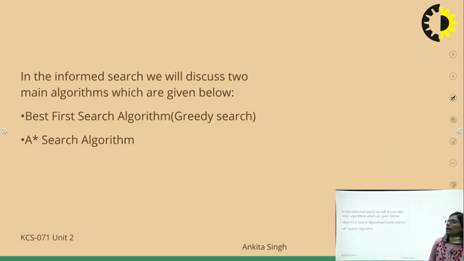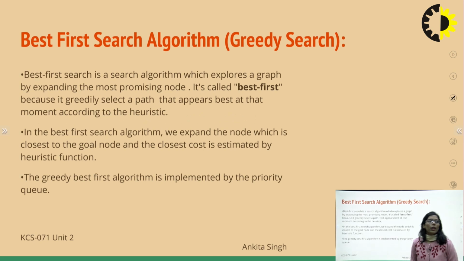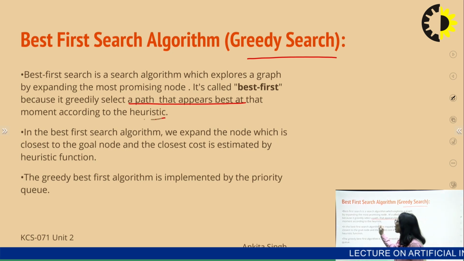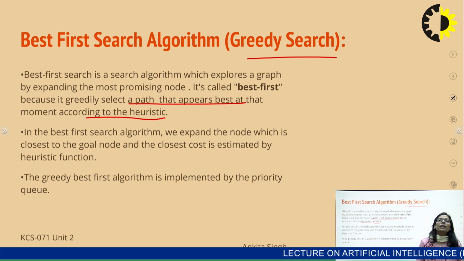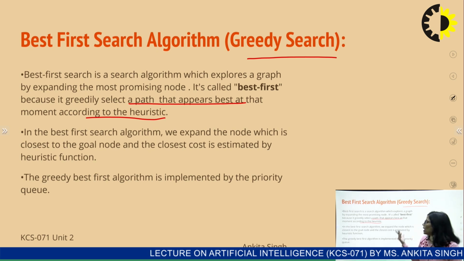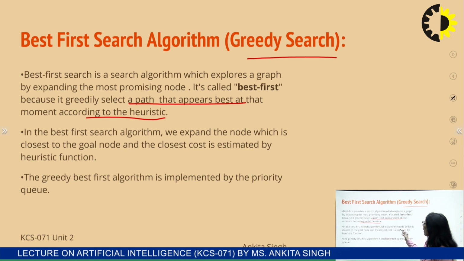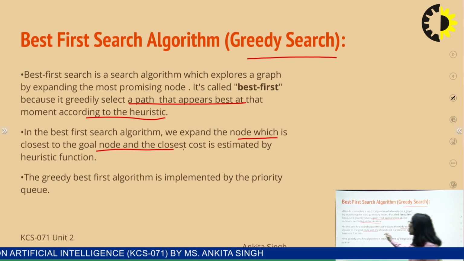Now, for informed search techniques, we have majorly 2 algorithms, that is the best first search algorithm and the A star algorithm. Now, what is the best first search algorithm? It is a greedy search method. You have already studied greedy search in your previous classes. A greedy search is where we greedily select a path that appears best at the moment. I can have multiple paths at the moment, and whichever path looks like it will help me reach the goal faster, I will choose that. So in best first search, we expand the node which is closest to the goal node, and the closeness is estimated by the heuristic function.